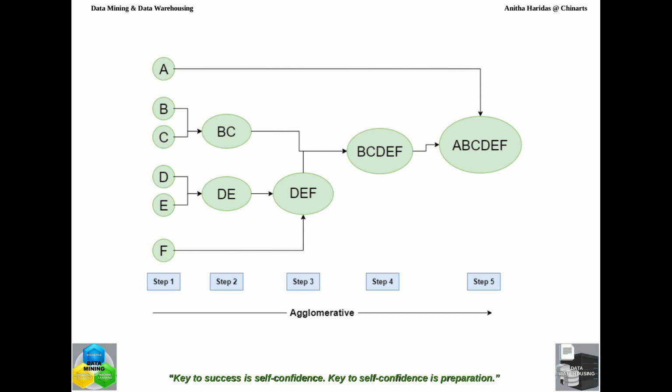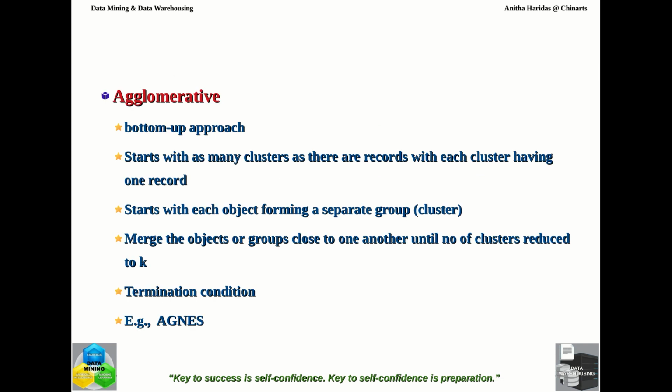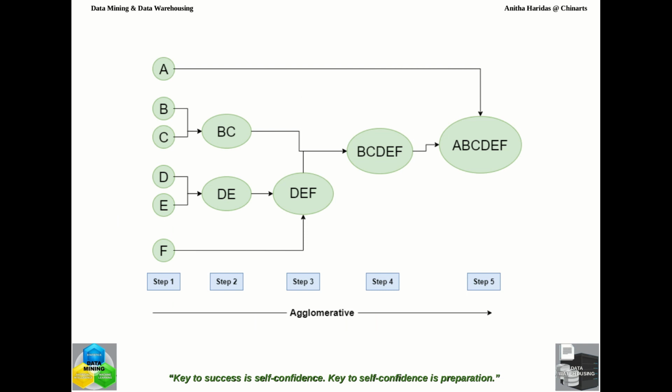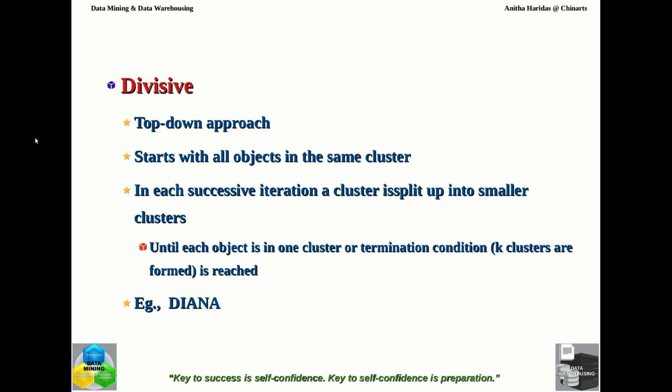So the next one is the divisive algorithm. Agglomerative we have discussed. The next one is divisive. The divisive algorithm uses the top-down approach, and it starts with all objects in the same cluster. All the objects in the same cluster.